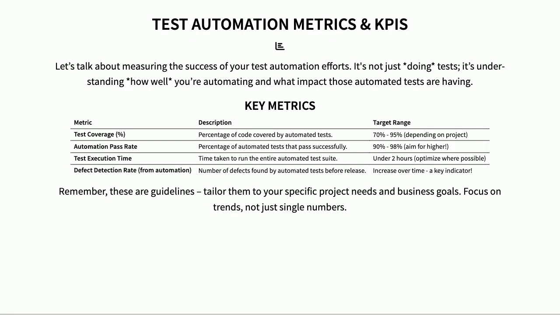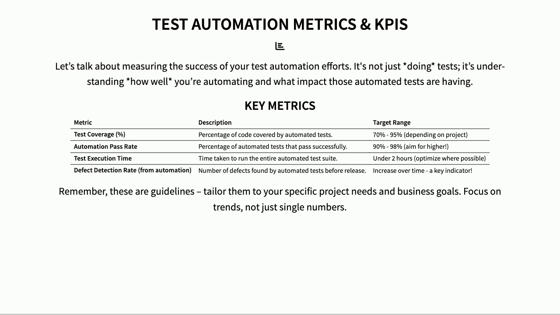Okay, so let's shift gears a bit and talk about how we measure the effectiveness of our automated testing. It's really important to know if our automation is actually helping us build better software. We look at things like test coverage, how much of our code is being automatically tested. A good target is usually around 70 to 95%. Then there's the pass rate, which tells us what percentage of those automated tests are actually passing without any issues. Ideally, we want that to be really high, close to 98%.